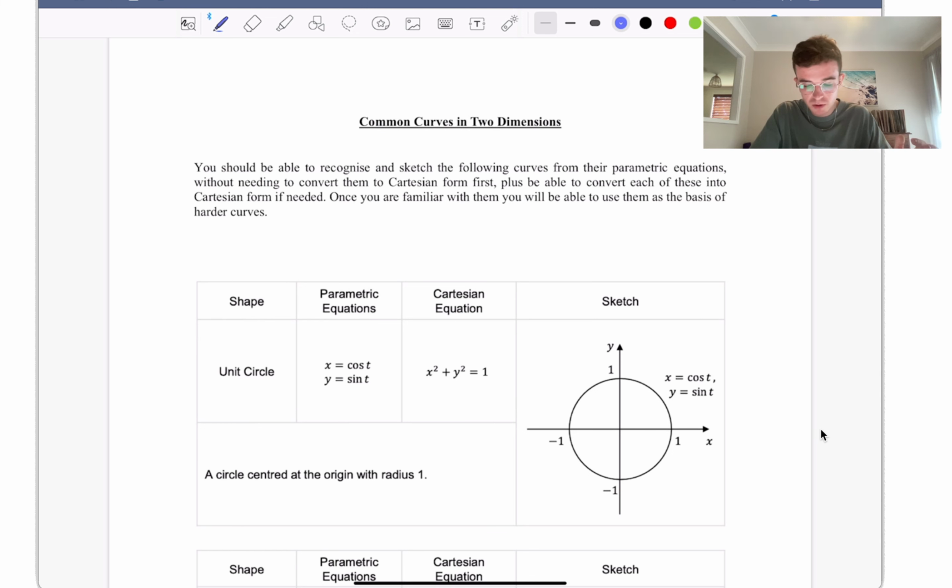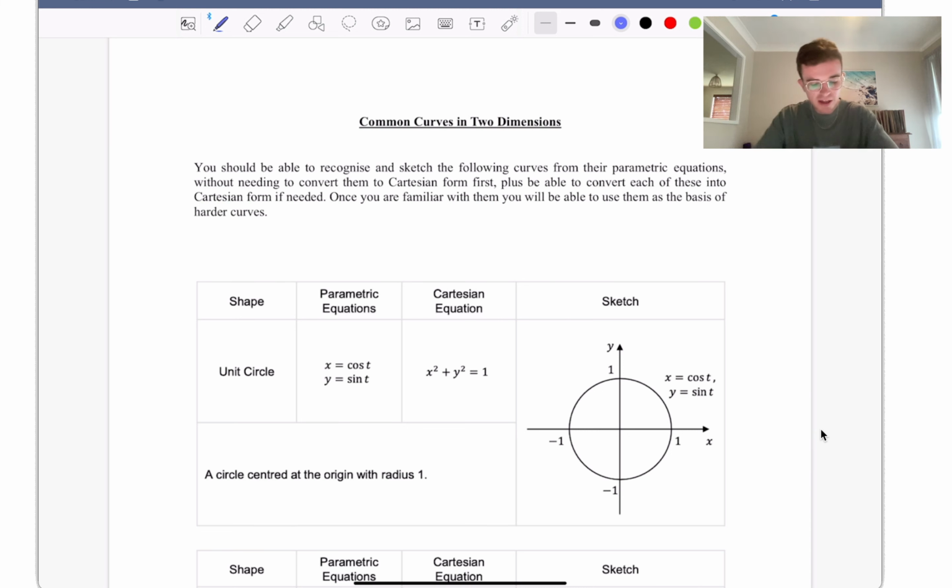Once you're familiar with them, you'll be able to use these as the basis of harder curves. Now, of course, if you're stuck, just convert it to Cartesian form. It's just going to take you longer, and it means it's going to take you longer to complete the exam. But it's important that we recognize these.